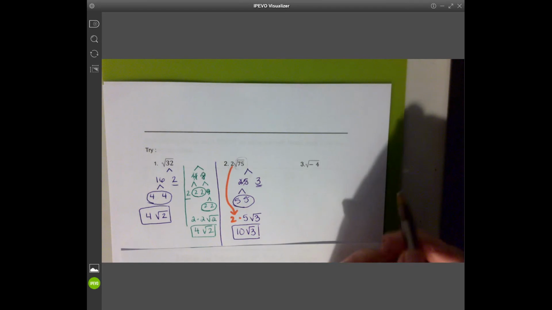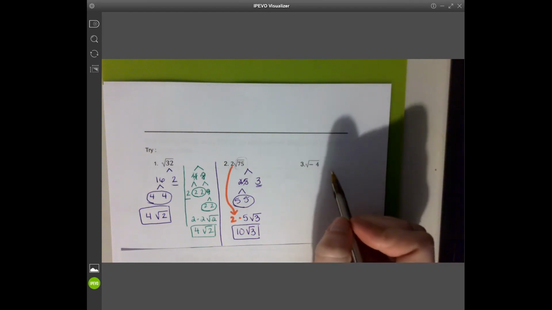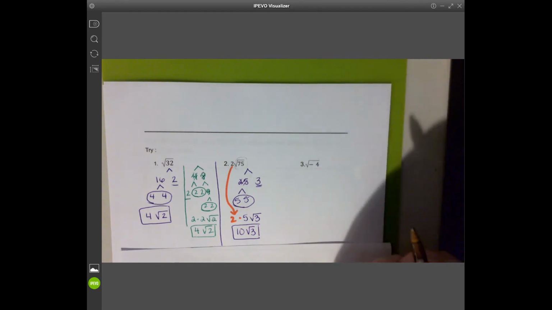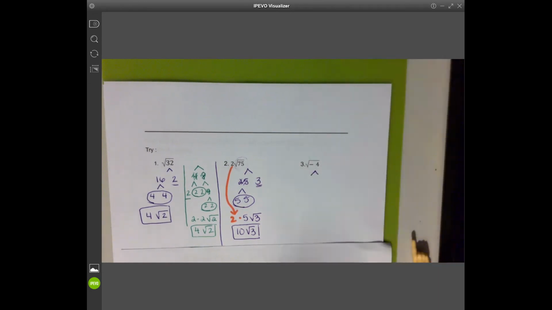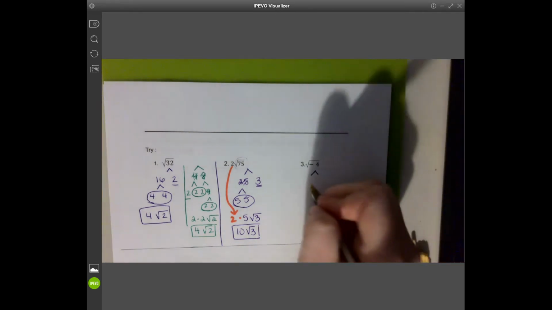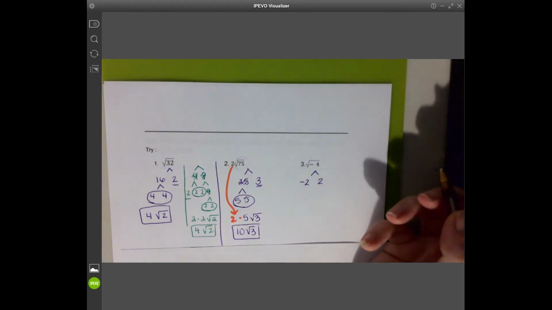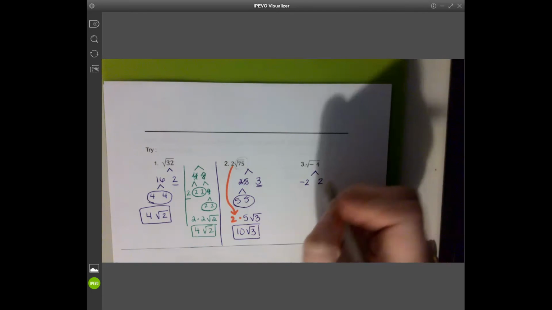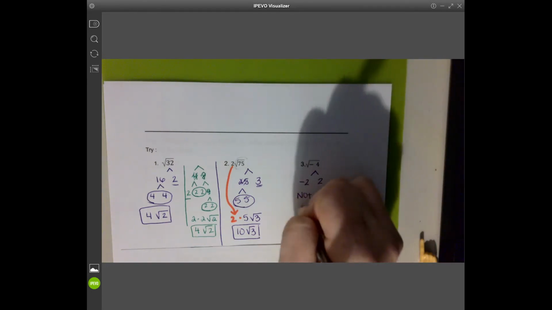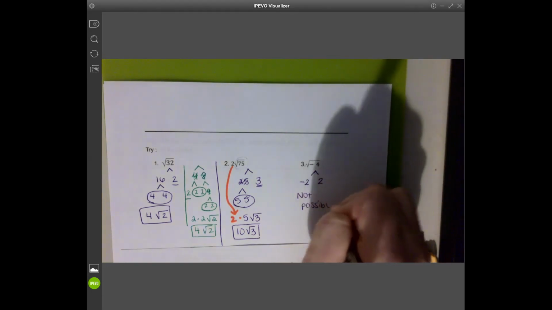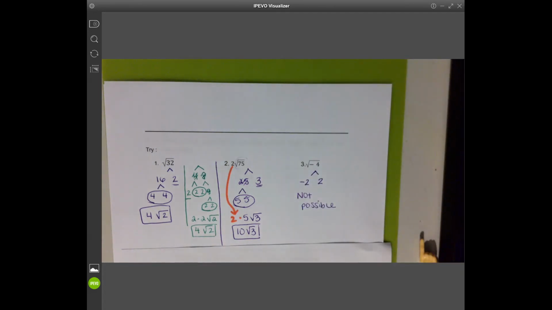All right, and in number 3, we have the square root of negative 4. So what is the answer of square root of negative 4? What two numbers can I break that down into? So here, remember, we could have negative 2 and 2, but that's not a pair. And we're kind of just stuck there. So this is not possible. Remember, we cannot take the square root of a negative number.